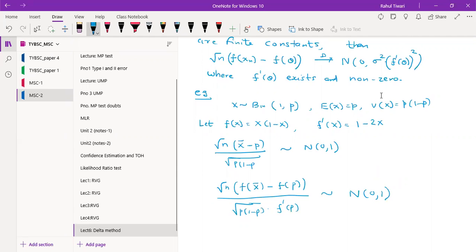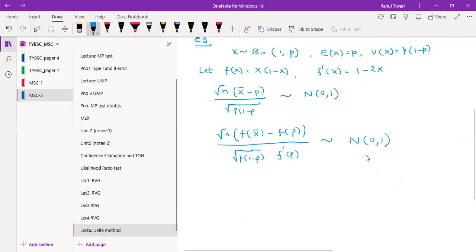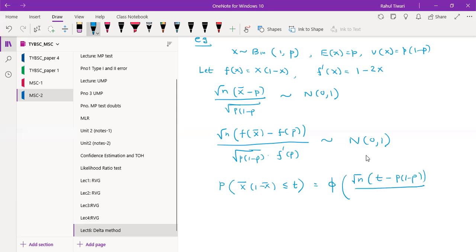Okay, so if one is interested in getting the probability that X bar(1 minus X bar) is lesser than some quantity t, this can be obtained because by the central limit theorem it is normally distributed. You can take just the probability, or you can take the CDF of that, which is going to be root n (t minus p(1 minus p)) divided by root of p(1 minus p) times mod of (1 minus 2p).